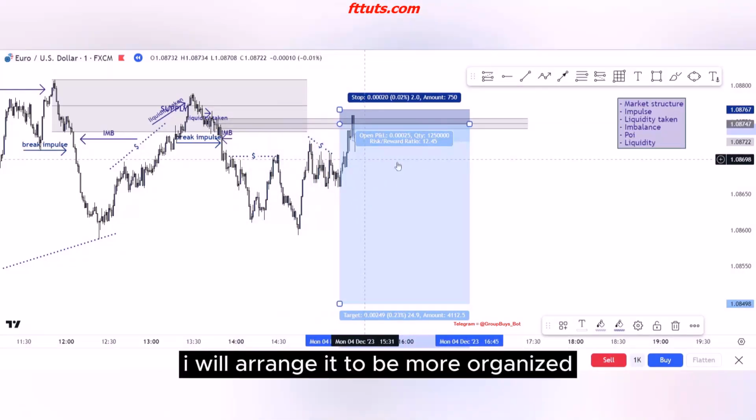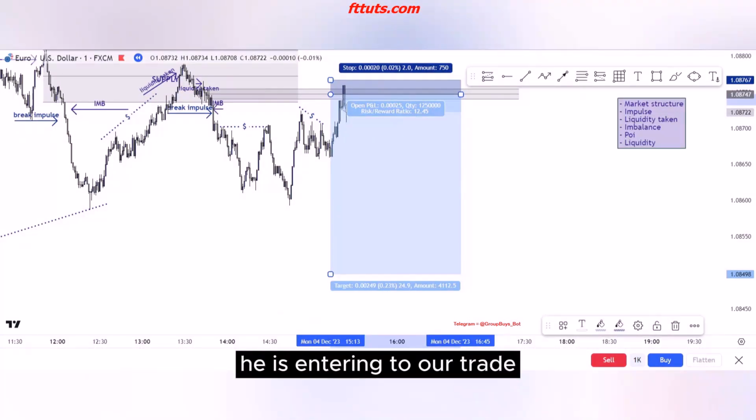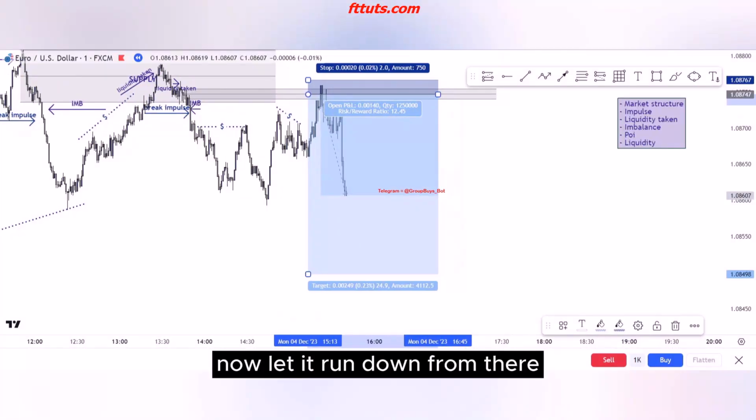I will arrange it to be more organized. Okay, now let's see. It has entered our trade. Now let it run down from there.